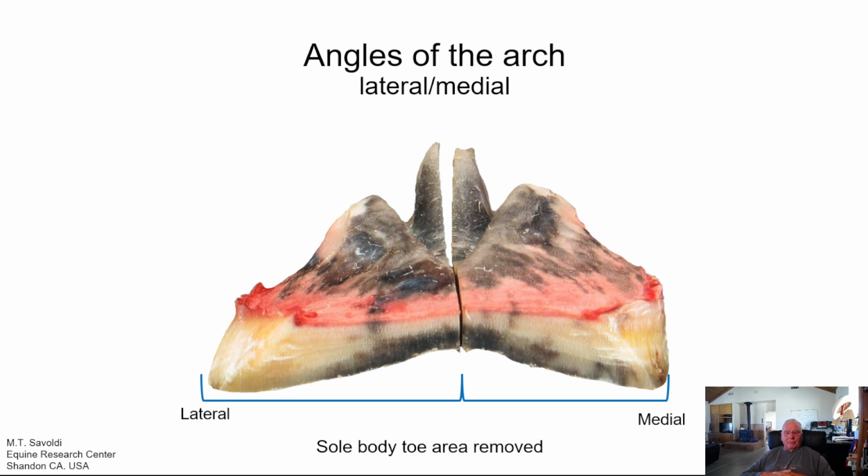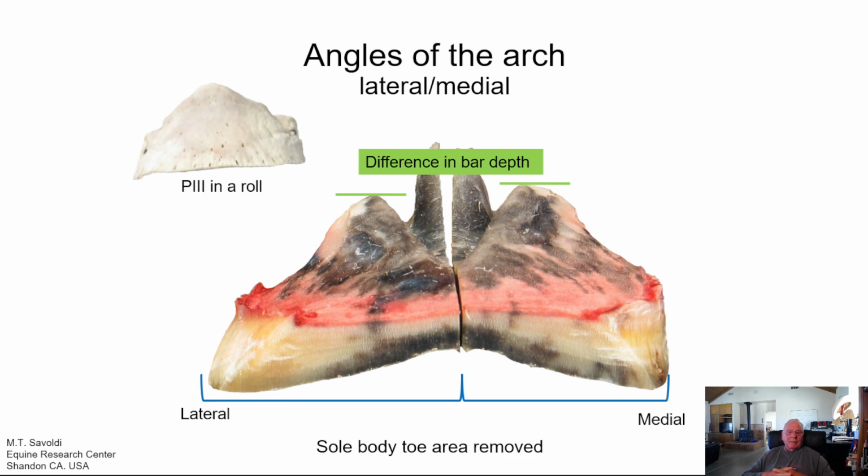This is a medial lateral view. The first thing we see is the lateral side is wider than the medial side. The next thing we see is a discrepancy in the bar depth. So what does this do to the P3 bone? It can place it in a medial roll. Now there's no absolutes here. On a radiograph, you can see equal depth to the commissures, or you can see unequal depth to the commissures. The bone may be in a roll, or it may not be in a roll. So there are other issues. It depends on the plane of the P3 bone, why it's rolling. This has all three problems, so I chose to show it.